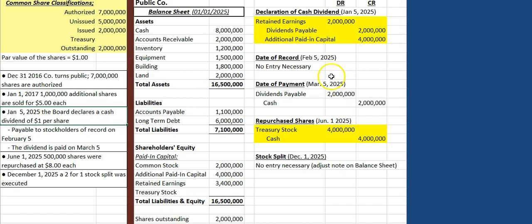Therefore, they have a liability. How do you record that liability? Here's the entry over here. When the dividend is declared, you're going to immediately... why is additional paid-in capital over here? This is not right, okay? This should not be there.